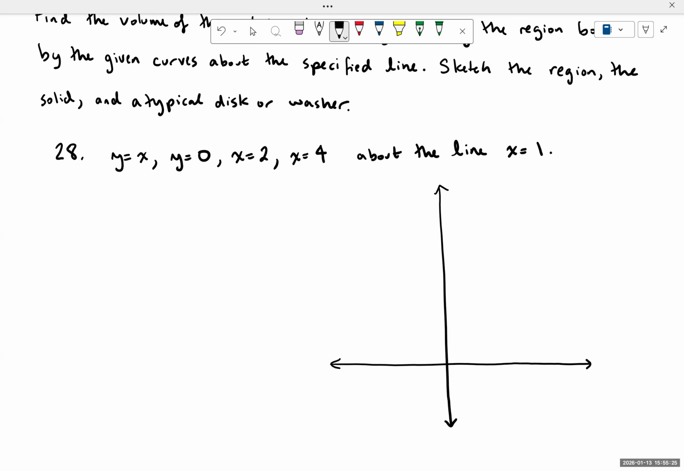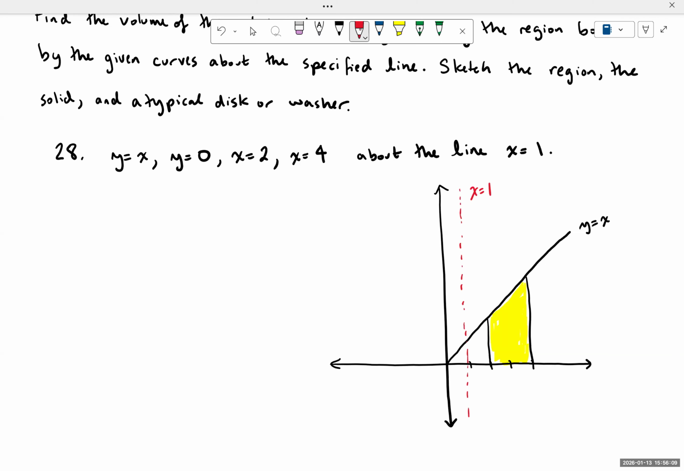Okay, so y equals x here, and y equals 0 is, of course, the x-axis. And then they want x equals 2 and x equals 4. Okay, so that is going to be here and there. So they want this region here. And they want that region now rotated around the line x equals 1.